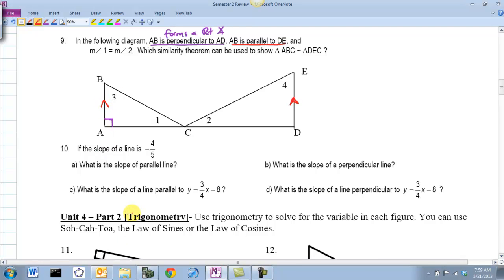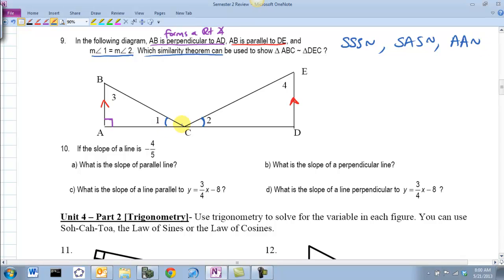And they tell me that angle 1 is equal to the measure of angle 2. So that means these two are the exact same size. I don't know how big they are, but I know they're the same size. And again, the question is, which similarity theorem can be used to show that ABC is similar to DEC? Okay, so my choices, as before, are side-side-side similarity, side-angle-side similarity, or angle-angle similarity. Well, I always still like angle-angle similarity the best, so I'm going to see if I can figure out a way that that would work.